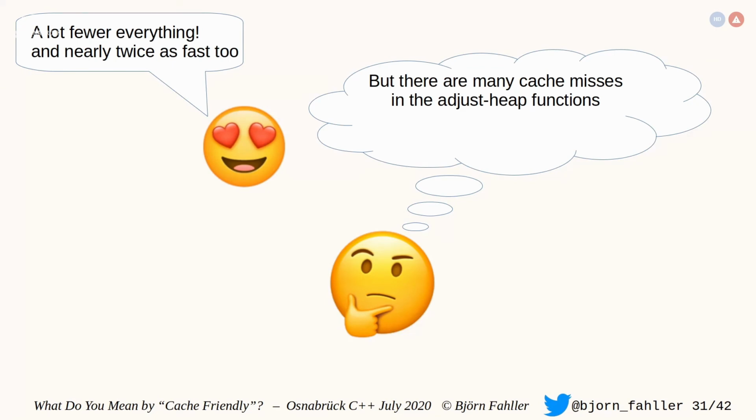But there are still many cache misses in the adjust heap function. So I couldn't help wondering, can we actually do better? Now this problem is actually solved. I'm just being a little bit obsessive here because I am like that.